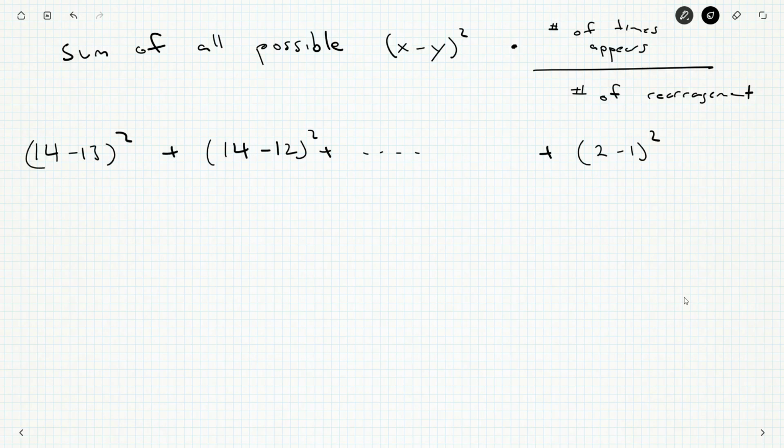There'll be 21 of these that we actually have to add up, but I can figure that number out. But then, what is the number of times it appears? So, imagine a pair x and y.